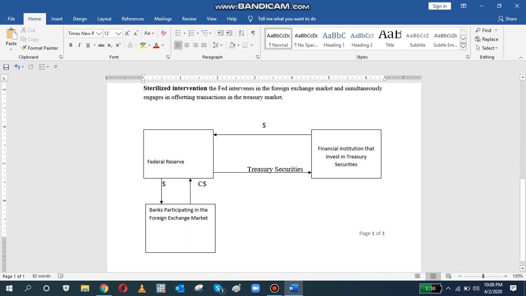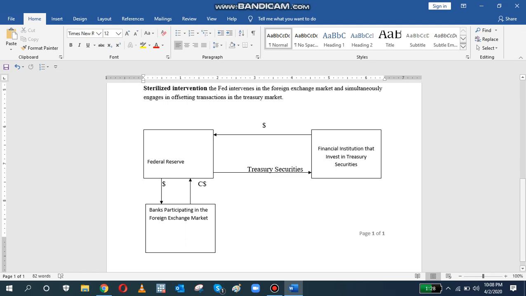So the government will offset that transaction by issuing the treasury securities of same value that it used to buy the Canadian dollars to the financial institutions that invest in treasury securities. As a result of that, the excess US dollars that are being supplied to the market were again returned to the Federal Reserve, as the Federal Reserve has issued the treasury securities.